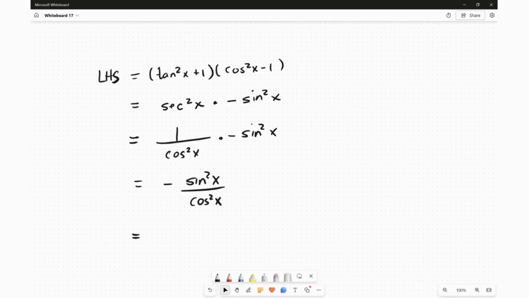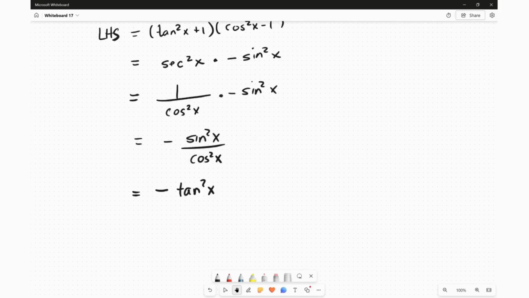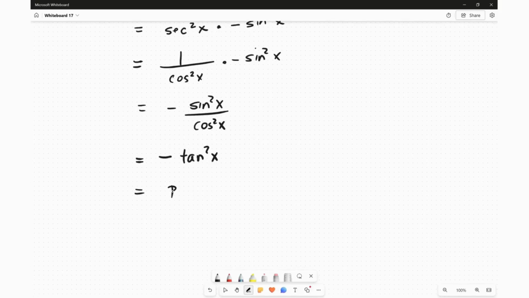Is it? Is sine squared x over cosine squared x tan squared x? Yes. All right. So that's why you got to peek at what the answers you're supposed to go to, so you know you're on the right track. So negative tan squared x, that equals our right hand side, and we have proven that the left hand side equals the right hand side.